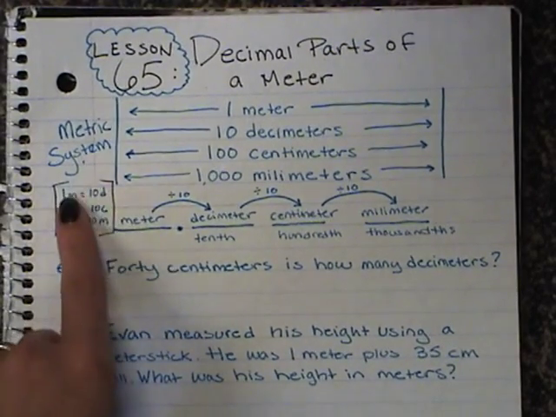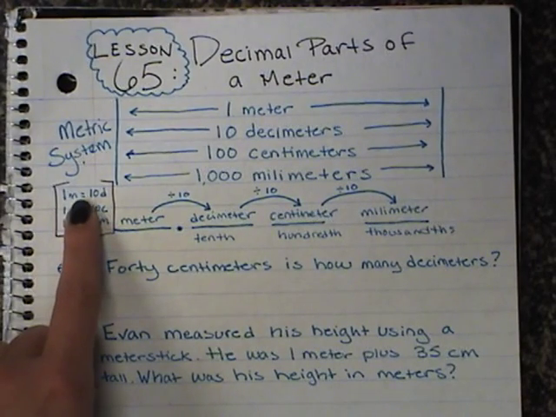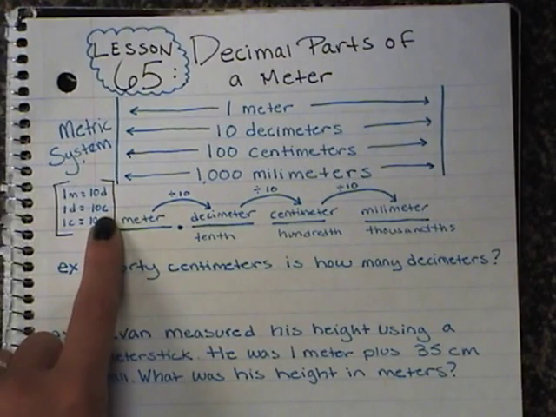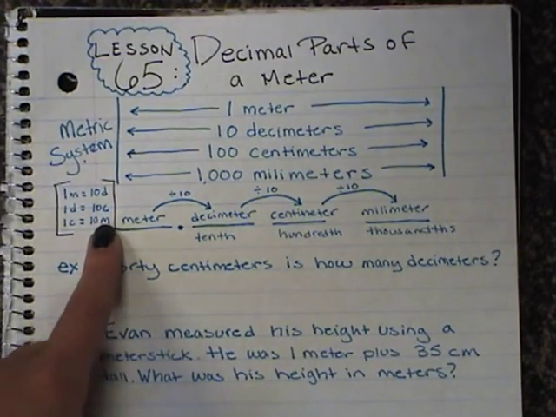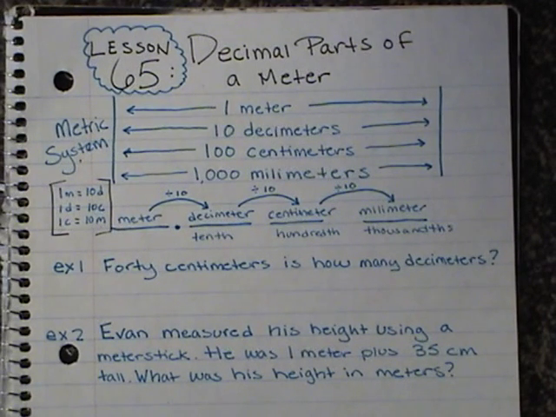So I wrote this. It's just a little key on the side. If you can see, it says 1 meter equals 10 decimeters, 1 decimeter equals 10 centimeters, and 1 centimeter equals 10 millimeters. If you want to pause the video and copy this down, you can. I know it's kind of a lot to write down.